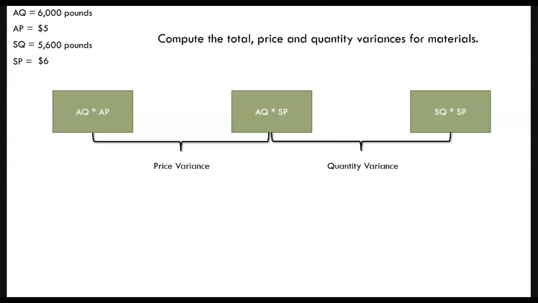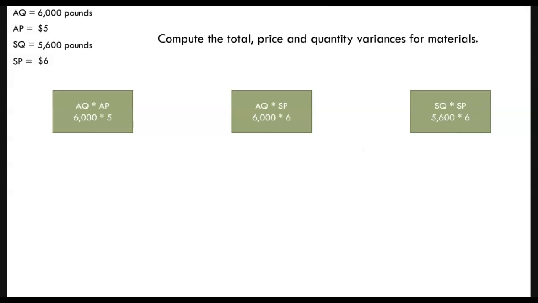These last 2, actual quantity times standard price and standard quantity times standard price, the variable that changes there is quantity, and so that finds our quantity variance. And then once you have your price variance and your quantity variance, those 2 amounts can help us find our total variance. So now let's start plugging in numbers. So actual quantity times actual price is 6,000 times 5, then 6,000 times 6, and 5,600 times 6. We multiply all those together, and we get our 3 amounts: 30,000, 36,000, and 33,600.